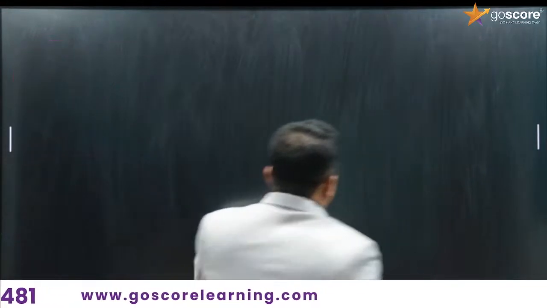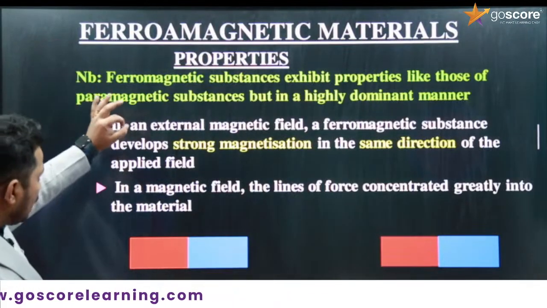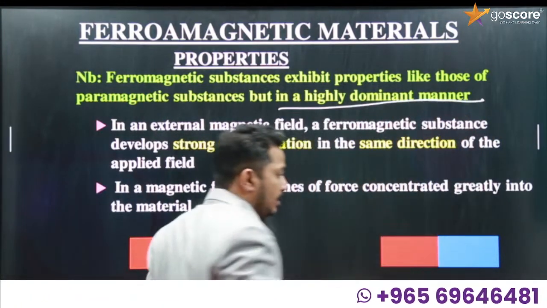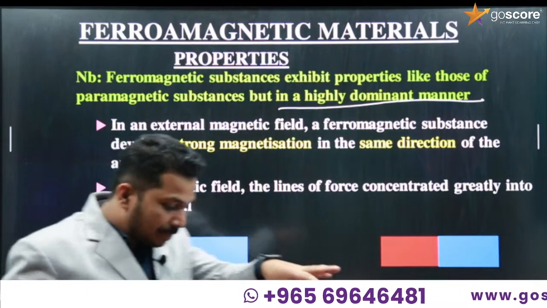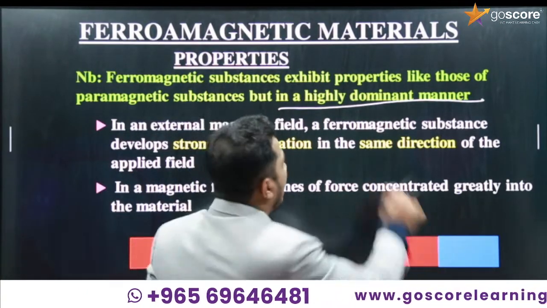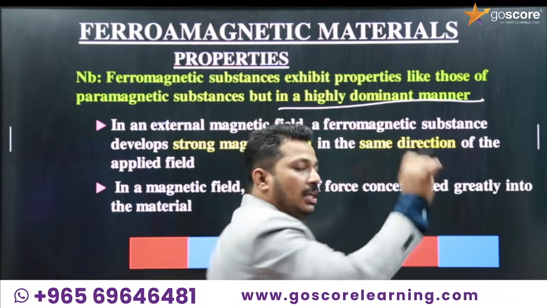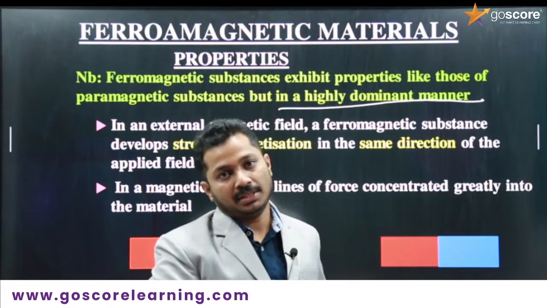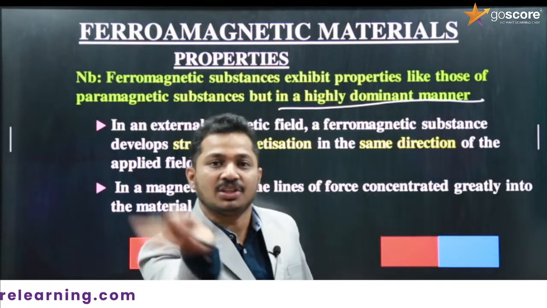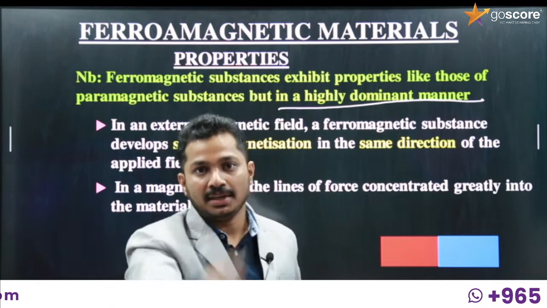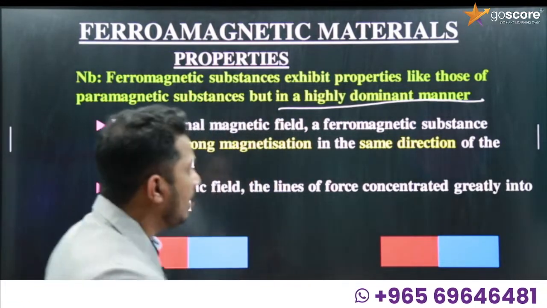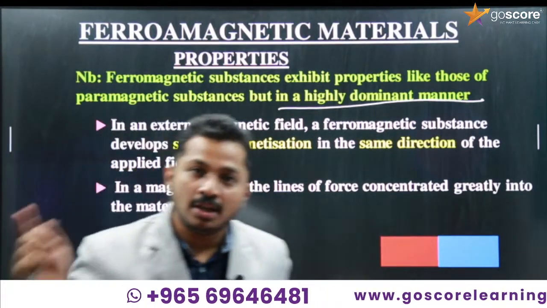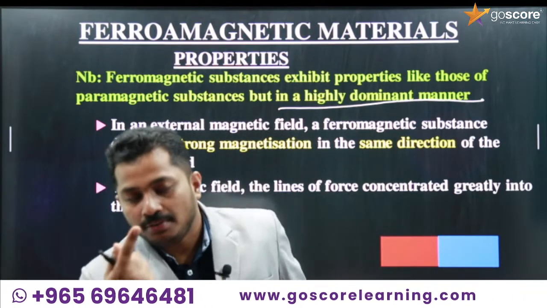Ferromagnetic substances exhibit properties like those of paramagnetic substances, but in a highly dominant manner. That's why I said you can learn the properties of a paramagnetic material and take them in a highly dominant manner, and they will be the properties of a ferromagnetic material. Just reverse them, and they will be the properties of a diamagnetic material. So that's the trick. You need to learn only the properties of one object.